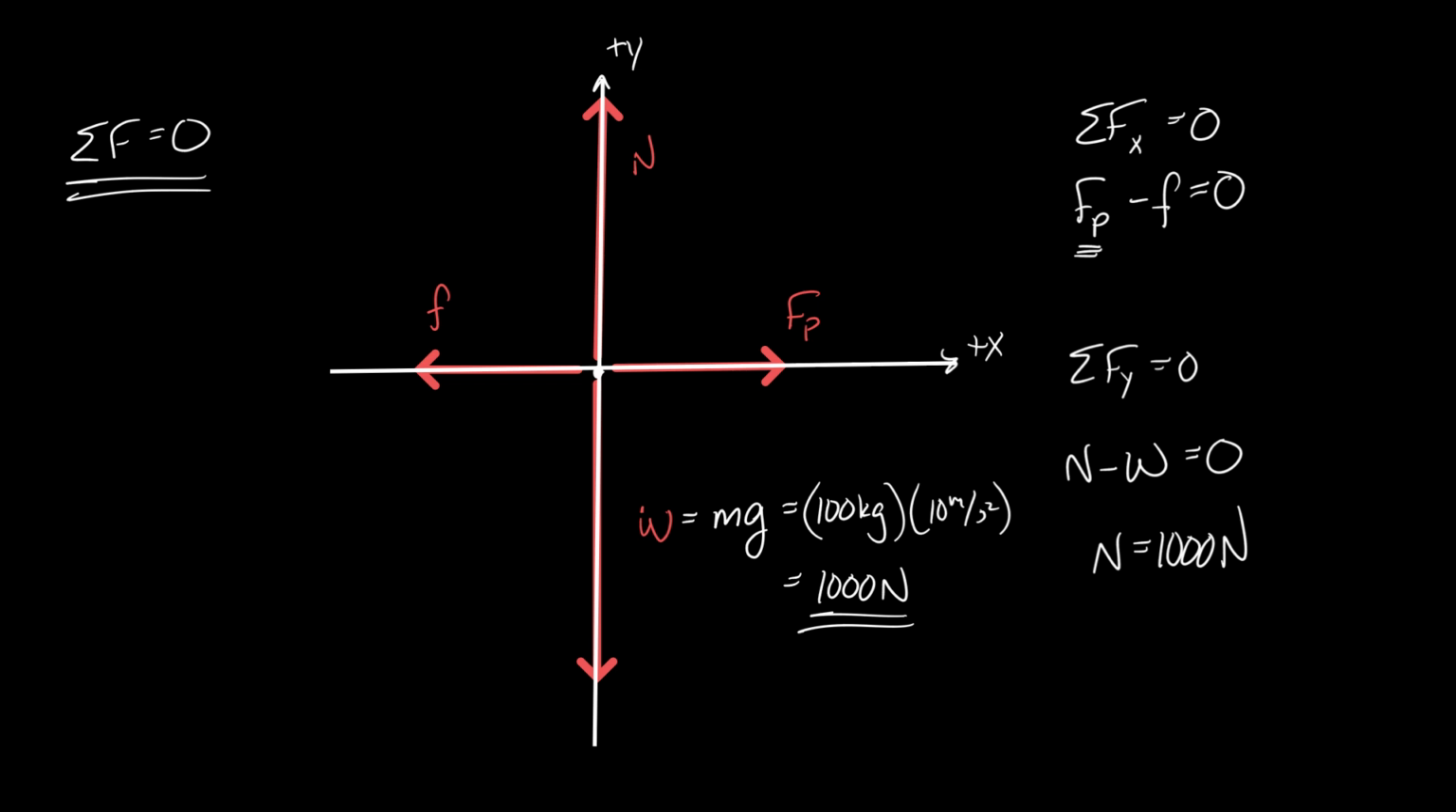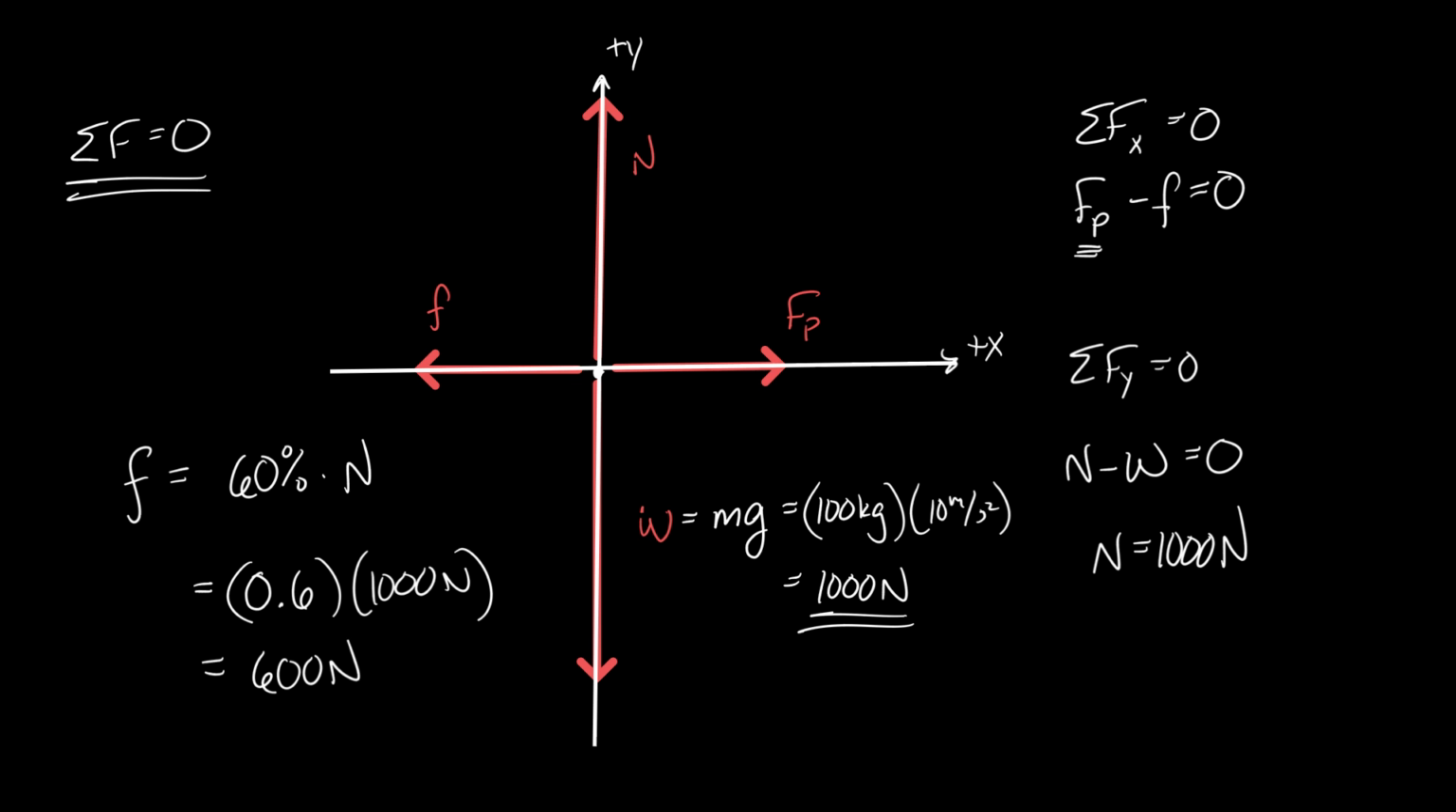60% of the normal force. They tell me in the problem that friction is 60% of the normal force, which means 0.6 times 1,000, or 600 newtons. That suggests that my pushing force is 600 newtons.